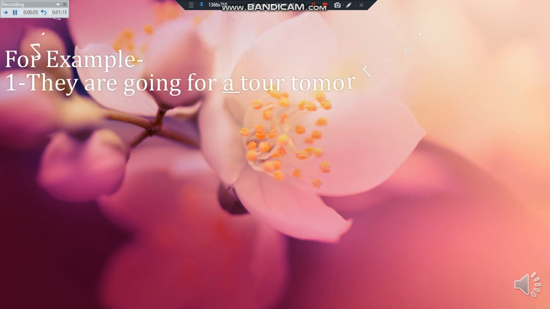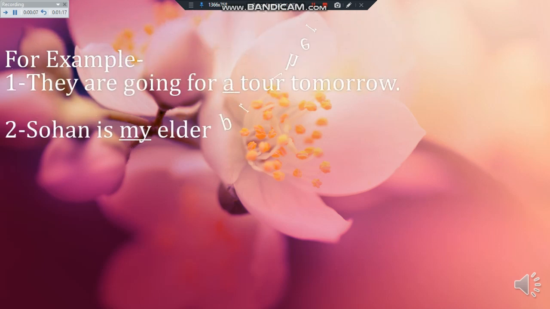For example, they are going for a tour tomorrow. Here A is determiner. Second one is Sohan is my elder brother. Here my is determiner.